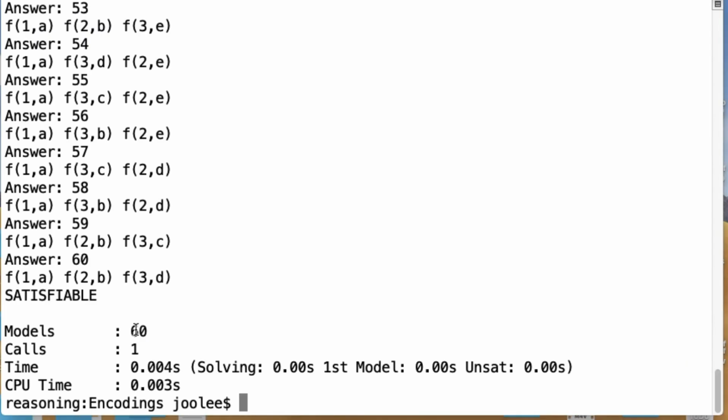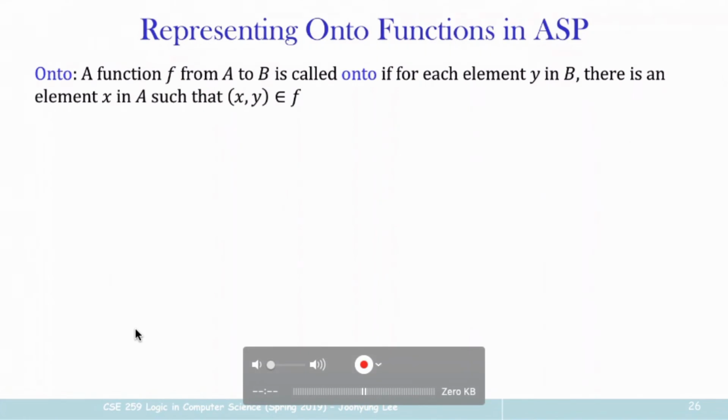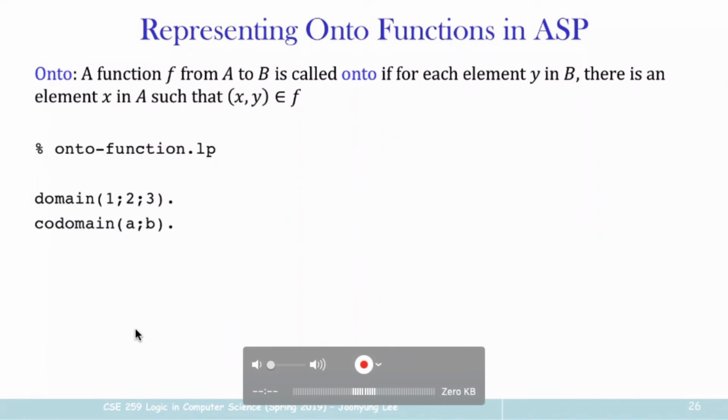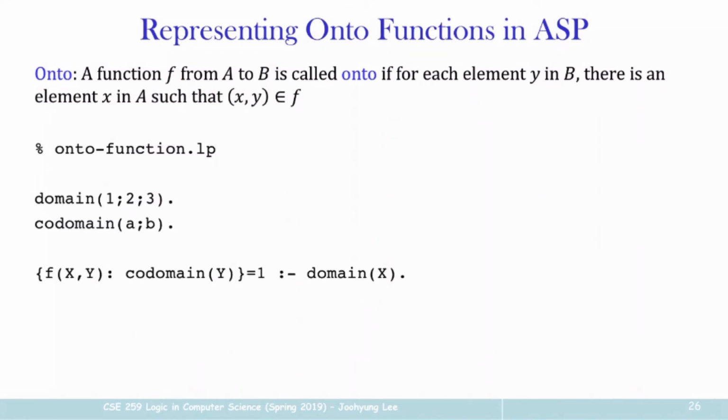So let's see how we formulate onto function. Again, this is the same as before, and this is also the same as before. This is to say that f is a function. But now we want to say onto function. What do we have as the definition of onto? Onto is saying that for each element y, there should be at least one element x. How do we say at least one element x?